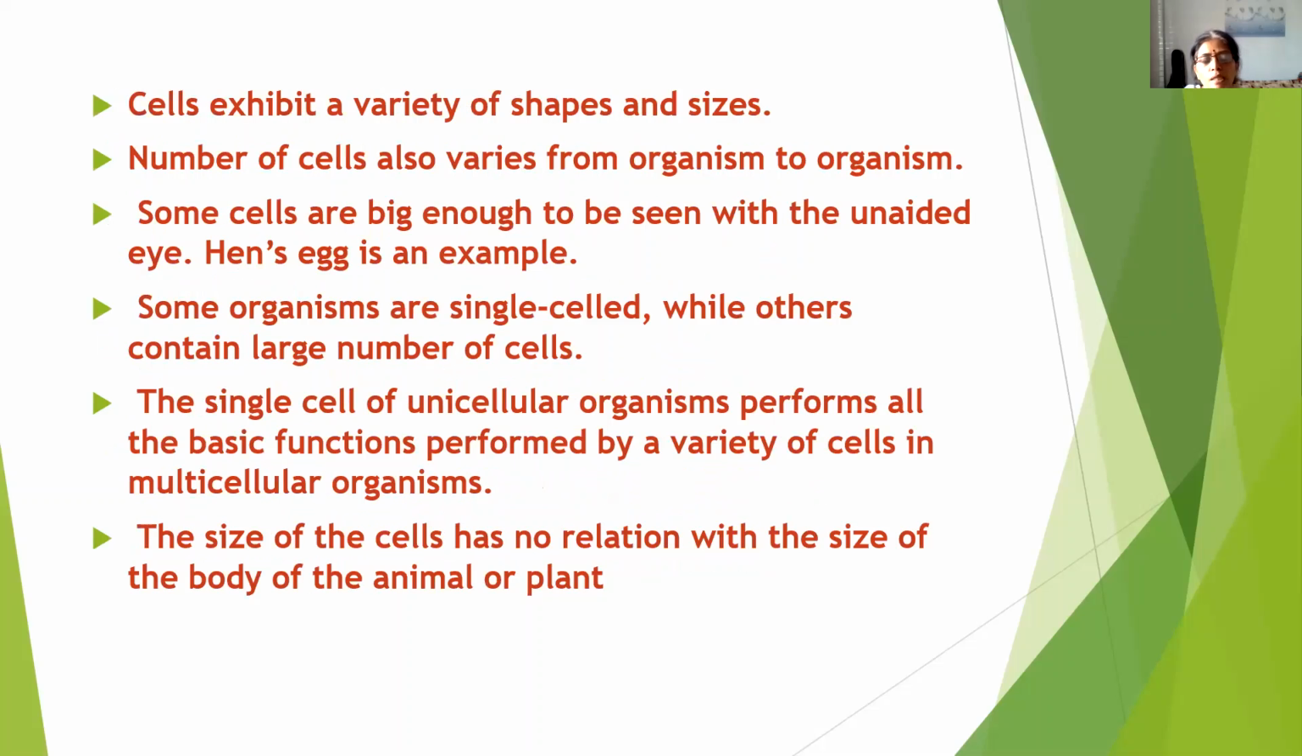And cells, as we have revised, exhibit various shapes and sizes, and the number of cells also varies from organism to organism, and some cells are big enough to be seen with an unaided eye or naked eye, example hen's egg. And some organisms are single celled, while some other organisms are made up of a large number of cells. So the single celled organisms are called unicellular organisms, and they perform the basic functions which are performed by a variety of cells in multicellular organisms.